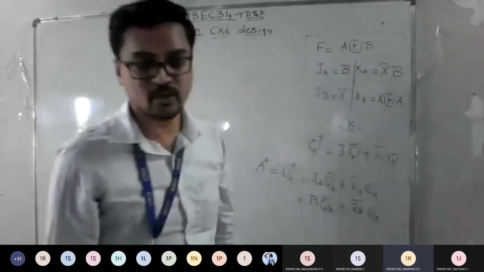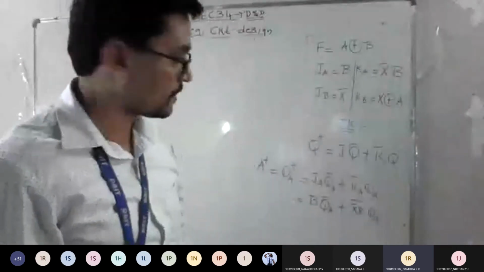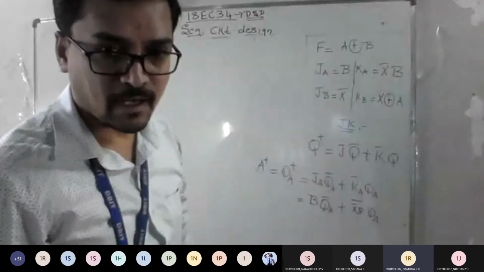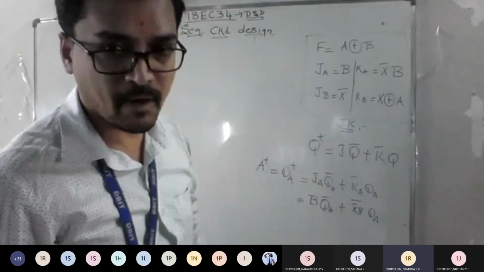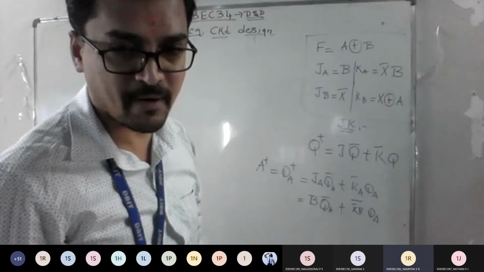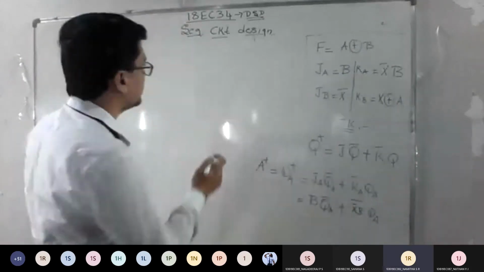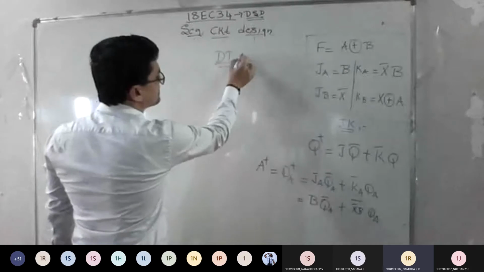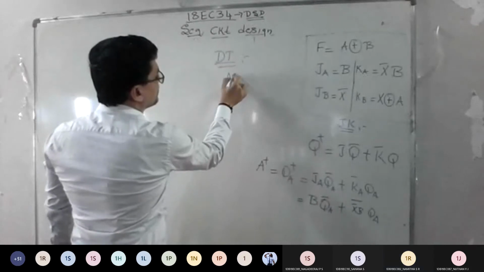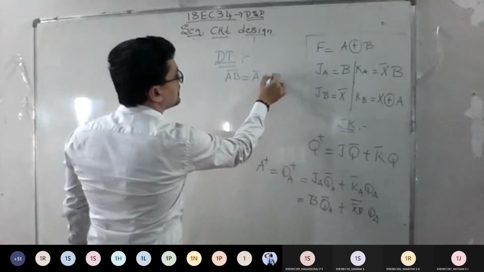So which theorem are you going to apply here? I hope you remember the concept of (AB) bar and A bar plus B bar. Which theorem is this called? De Morgan's theorem. Very good. If you remember, De Morgan's theorem states (A B) whole bar can be written as A bar plus B bar.